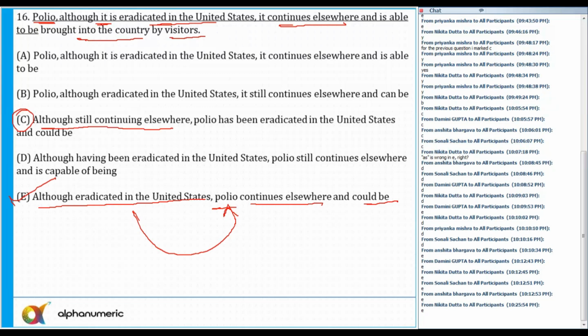Although it is continuing elsewhere, polio has been eradicated in the US and could be. Now it seems that because polio has been eradicated in the US, that is why it could be brought into the country by visitors. So that line of reasoning will be wrong. It is because it continues elsewhere that there is a possibility it can come back to the US through visitors. That is why E should be the answer for question number 16.